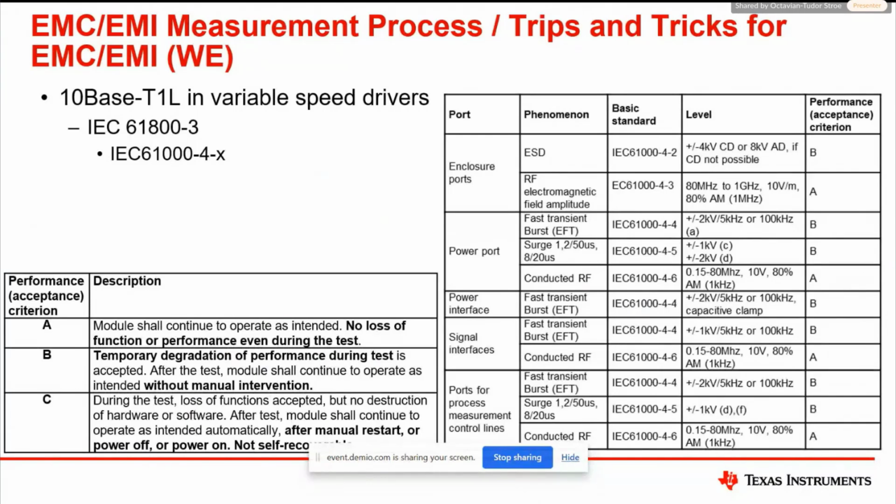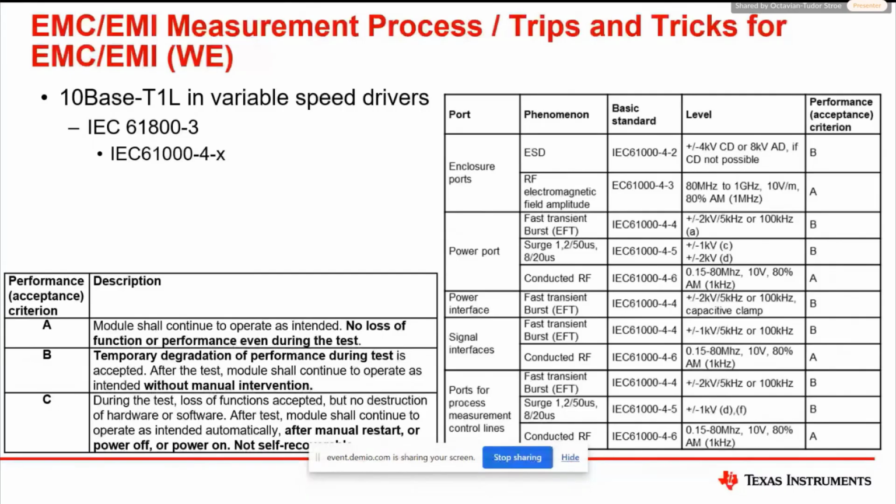One important fact to state is that the definition of criterion A is very much, I would say, customer dependent, because for communication interfaces, often up to three consecutive errors are still considered criterion A, even though it specifically mentions no loss of function or performance even during the testing. Up to three consecutive errors are still part of criterion A. Usually the customer typically tests this at twice the standard voltages specified in the standard.